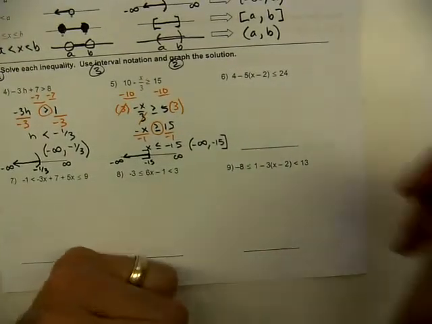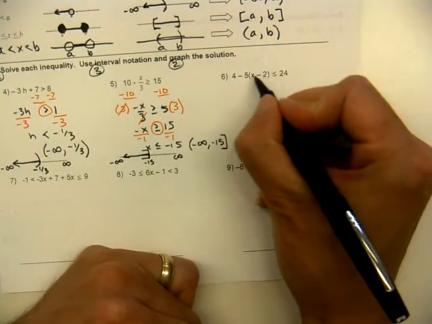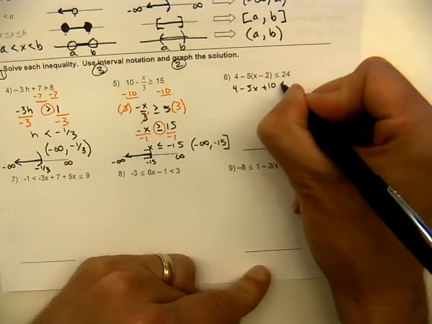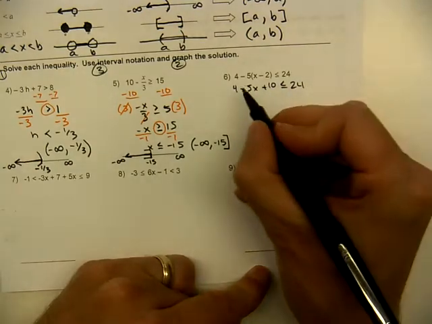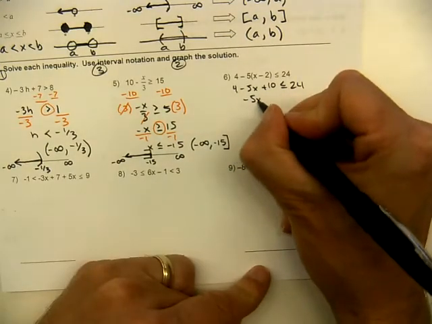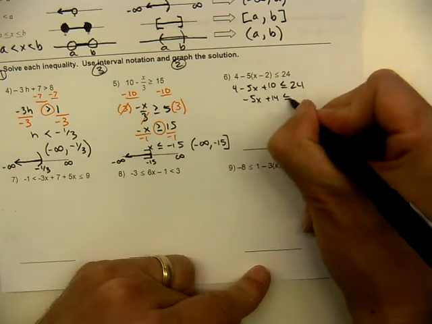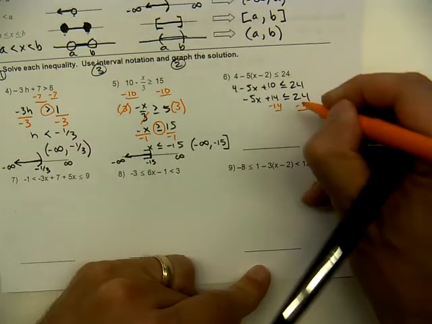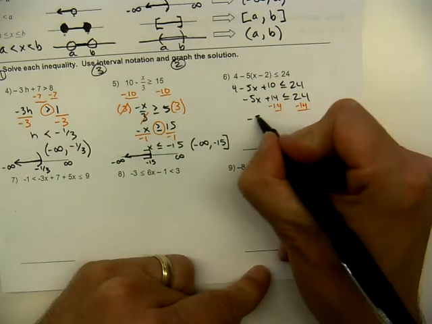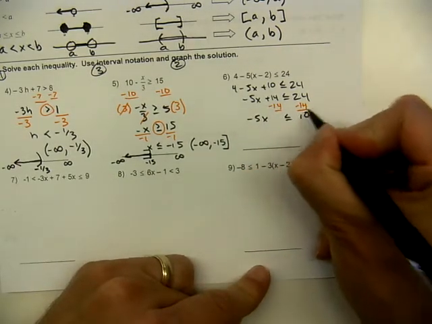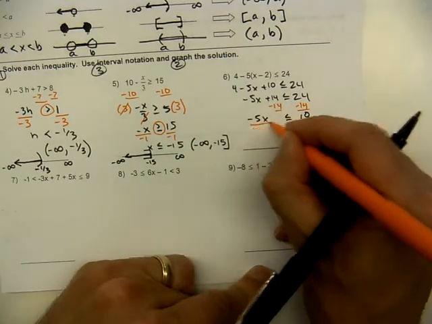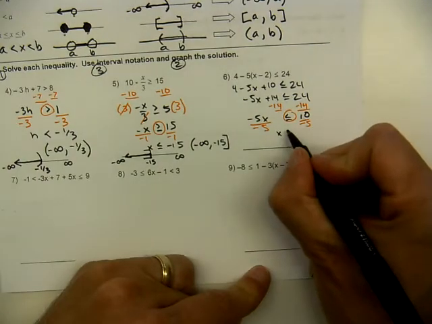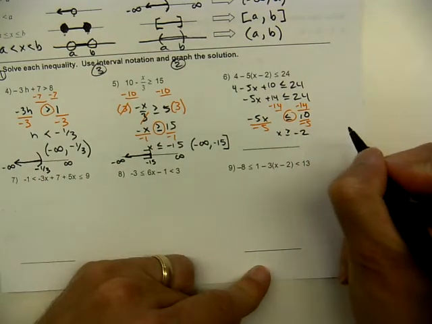Here's number 6. Let's first distribute that negative 5 to the binomial. So 4 minus 5x plus 10 less than or equal to 24. Let's combine like terms, 4 and 10. So negative 5x plus 14 less than or equal to 24. Let's move the constant terms to the right-hand side. So we get negative 5x less than or equal to 10. Divide away that negative 5, and again, we're going to change the direction of that inequality. So x is greater than or equal to negative 2.